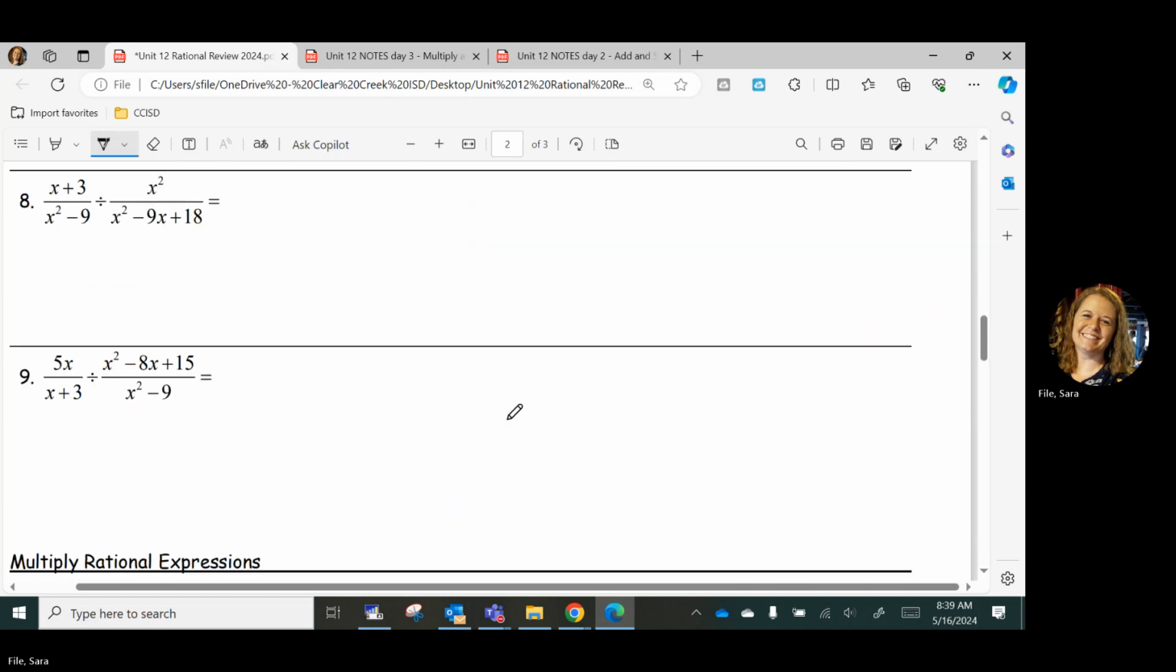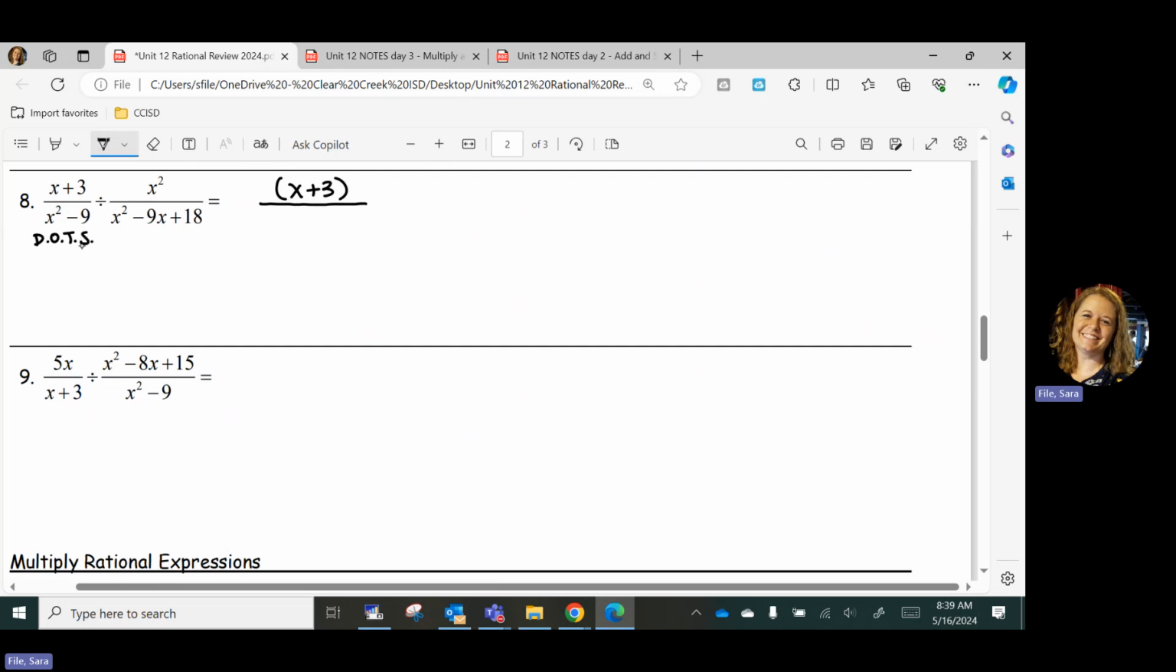Okay. Well, let's take a look at 8. Keep, change, flip, but we have to factor. Number 7, there was no factoring to be done. It was a little more straightforward. But here, I can factor my denominator. X plus 3 cannot be factored. That's just it. But this one can be. X squared minus 9.